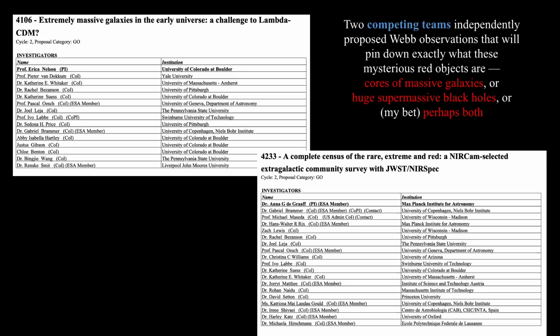So what are these? Are they the cores of massive galaxies? Are they huge supermassive black holes? Or, my bet, if I have to guess, I think they're both. We have some incredibly violent sphere of star formation and feeding black holes in the early universe. And we're seeing both at the same time. If I had to place any money on it, that one.